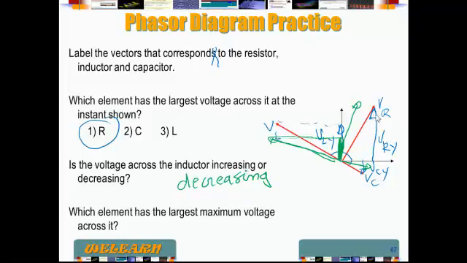In this particular case, the voltage across the resistor looks like it is increasing, but the voltage across the capacitor is decreasing. Now, which element has the largest maximum voltage?